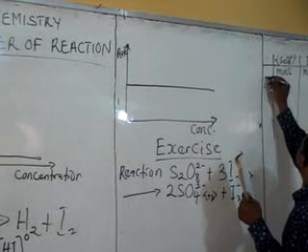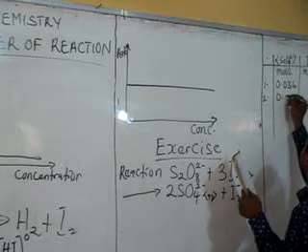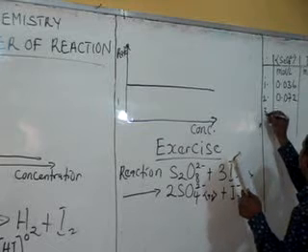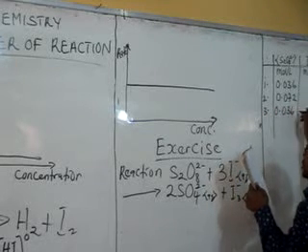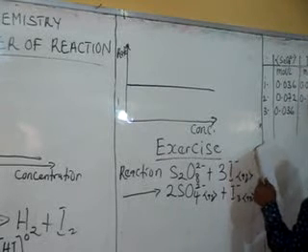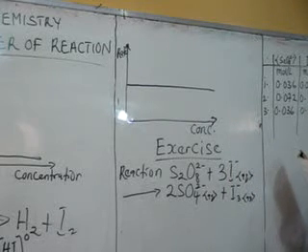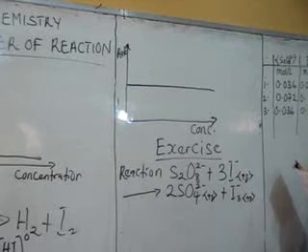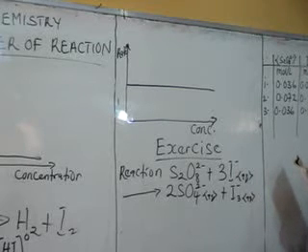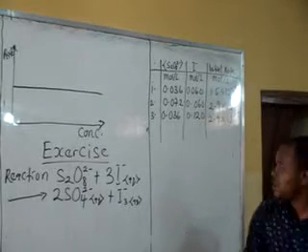So the first one we have 0.036, 0.072, 0.036, 0.060, and then the rate for the first one is 1.5 times 10 to the power minus 5, 2.9 times 10 to the power minus 5, and then we have 2.9 times 10 to the power minus 5. Now from this data obtained, we have to calculate the following.